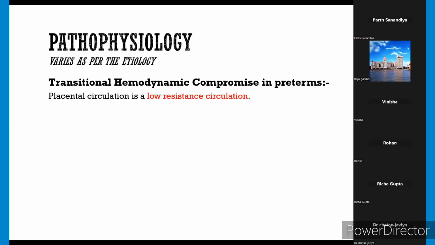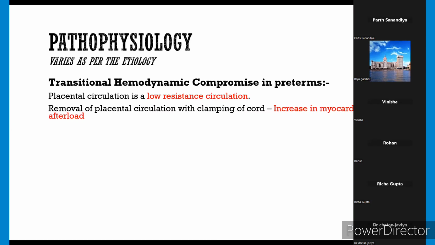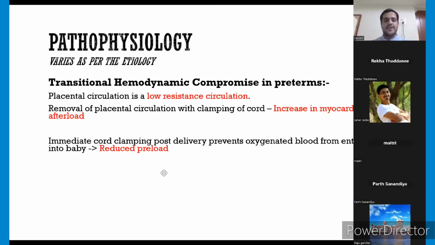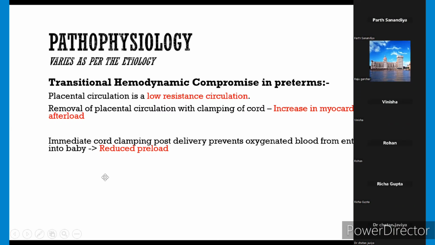As I told, the placental circulation is a low resistance circulation, and when we remove the placenta, as soon as you clamp the cord, you are blocking that placental circulation. As soon as you block it, the systemic vascular resistance increases, and as the systemic vascular resistance increases, your myocardial afterload is increasing. Along with that, as I said earlier, 50% of the blood is actually in the placenta. So you are preventing that 50% of the blood from entering the baby, and as a result, the baby's own blood volume will be low, so there is reduced preload.